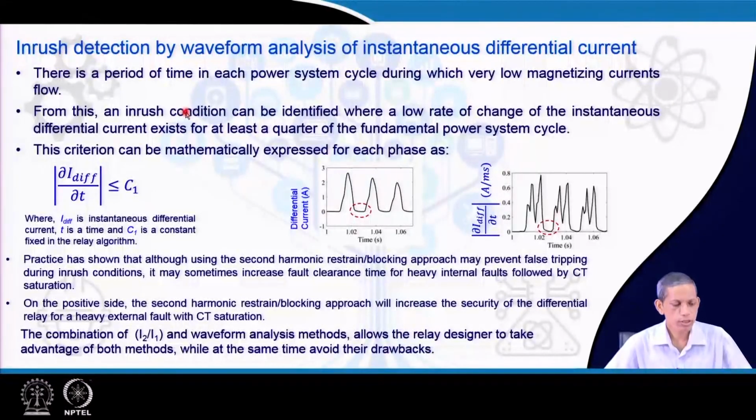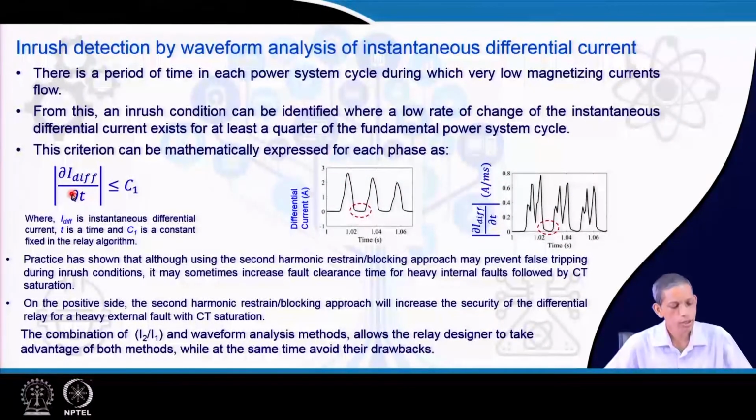There is another scheme, a pretty old method in the numerical concept: inrush detection by waveform analysis. We know the nature of the corresponding wave is like this, and as mentioned from the beginning, it passes through some patches where the corresponding current is substantially small. Now, if you take the derivative of this differential current, the derivative also becomes substantially low. So, logic based on the derivative and different principles are available in different numerical relays.